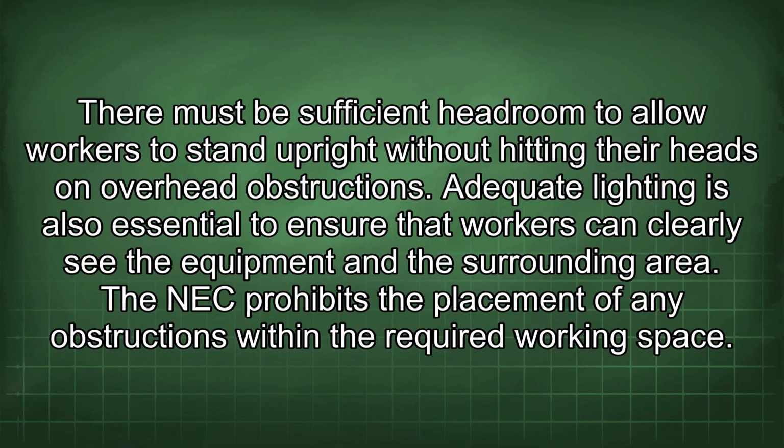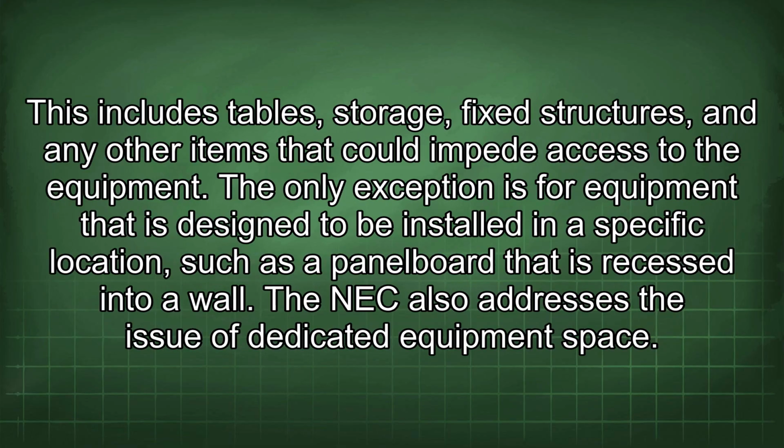The NEC prohibits the placement of any obstructions within the required working space. This includes tables, storage, fixed structures, and any other items that could impede access to the equipment. The only exception is for equipment that is designed to be installed in a specific location, such as a panelboard that is recessed into a wall.